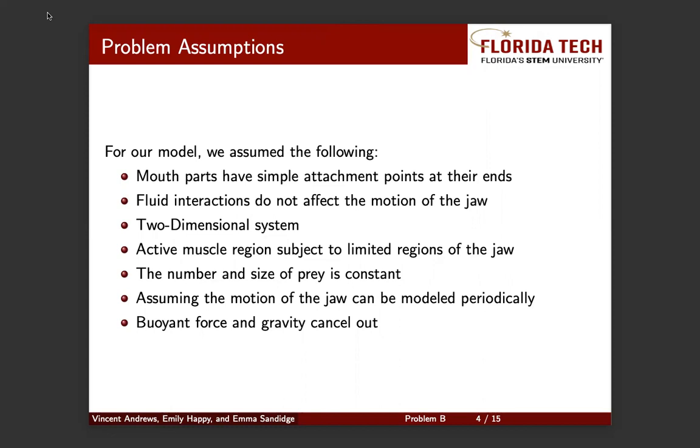And then we assume that the number and size of the prey is also constant in the problem, and that the jaw can be modeled periodically since its jaw had fixed endpoints at the ends, and then we also assumed that the buoyant force and gravity cancel out so that the fish was not moving up and down, affecting the displacement.